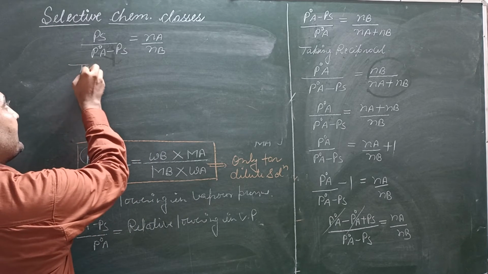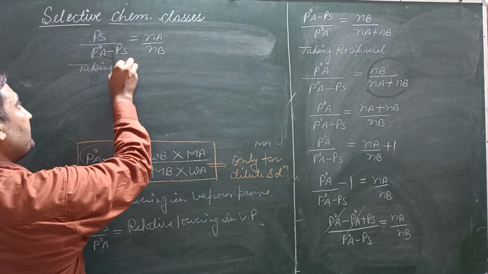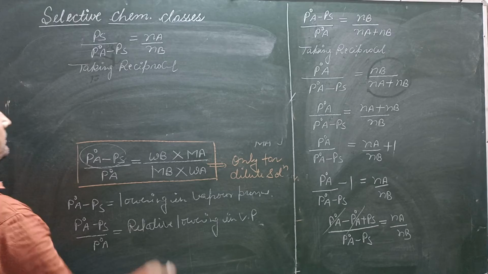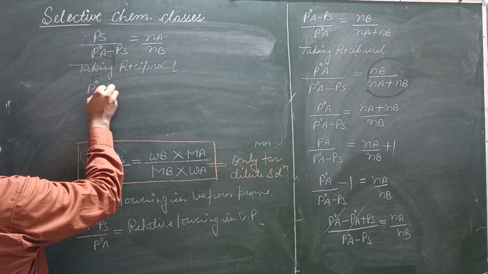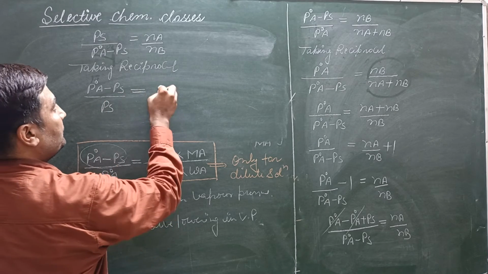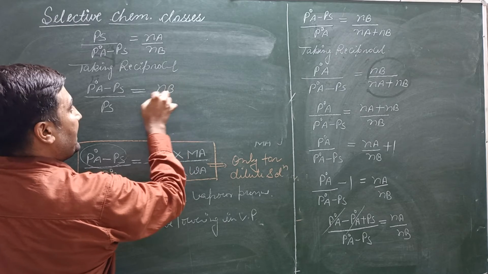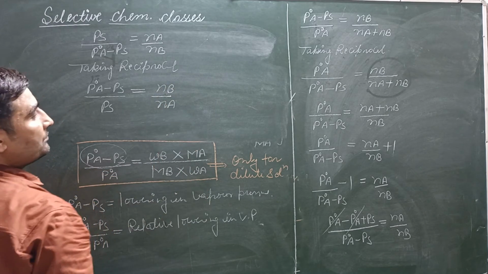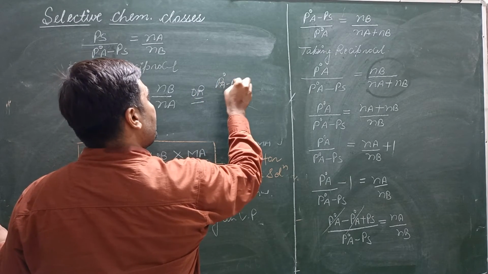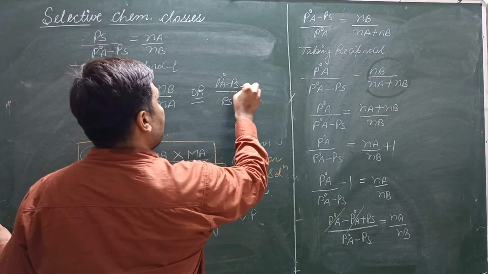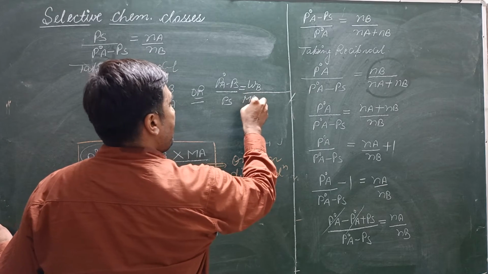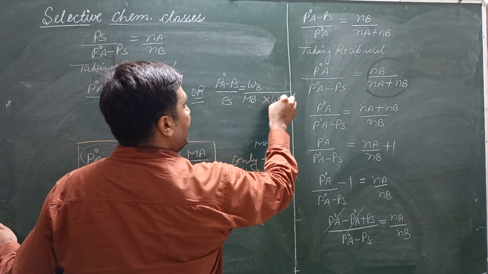Again, taking the reciprocal of this equation, we got (P naught A minus PS) by PS. This will be equal to NB by NA, or (P naught A minus PS) by PS will be equal to NB, which is WB by MB, over NA, which is WA by MA.